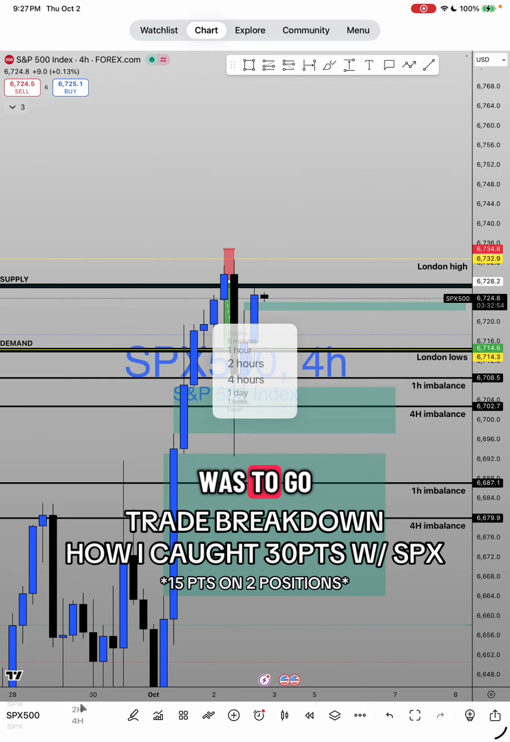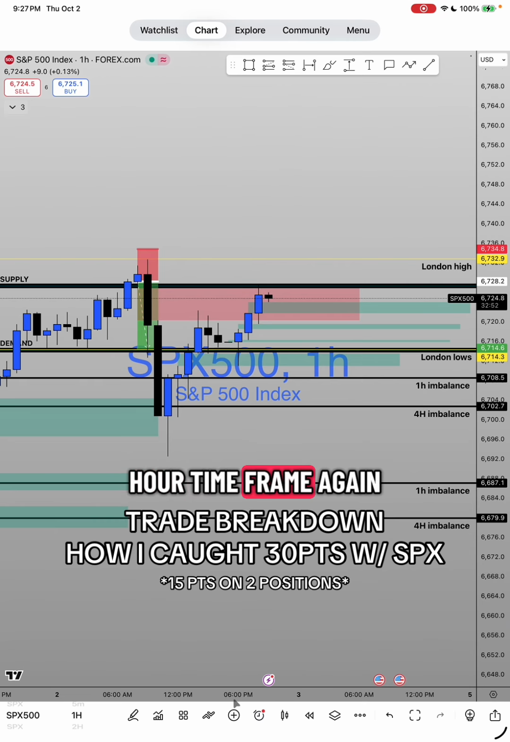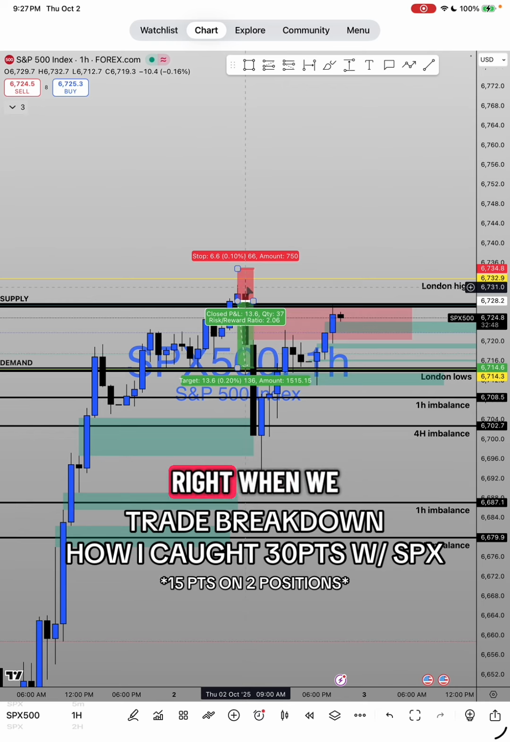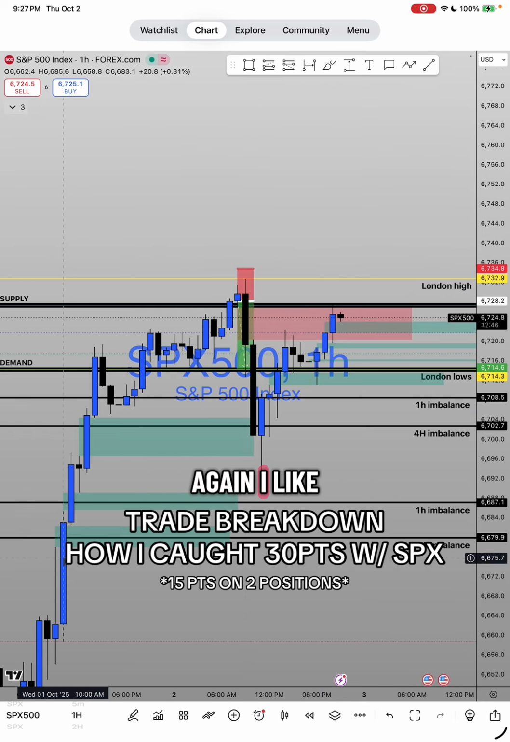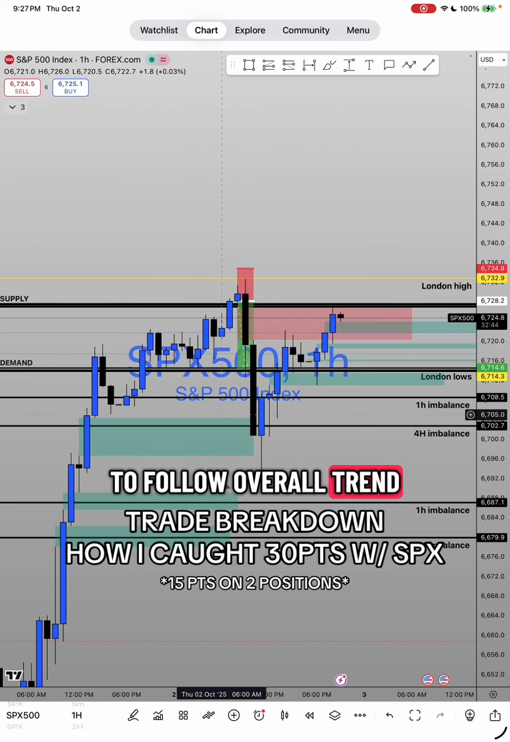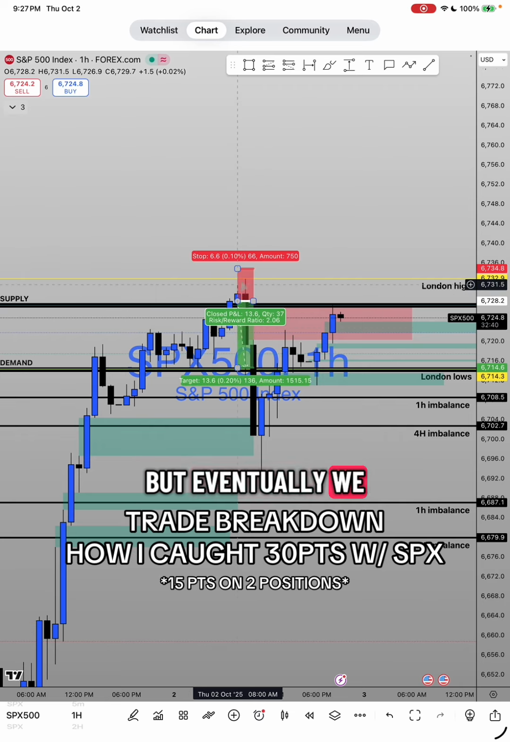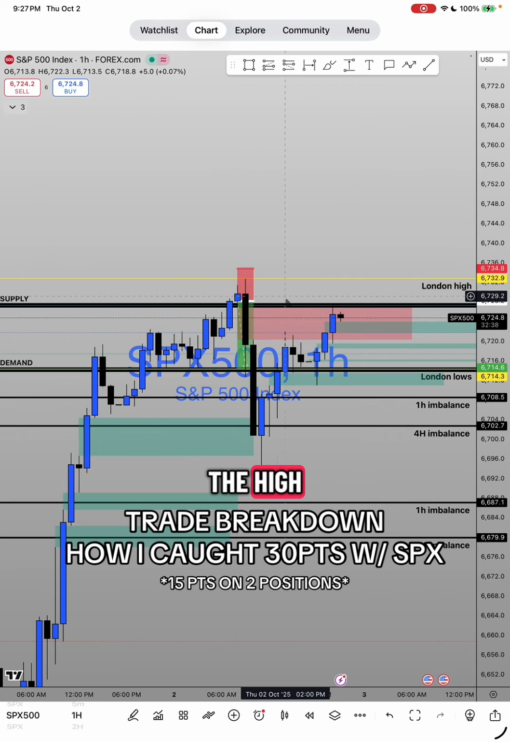Now, if I was to go on the 1 hour time frame, again, I did notice that we were basically rejecting this area right when we got to New York Open. Again, I like to follow overall trend. I saw that we were creating dynamic liquidity here, but eventually we did create that rejection candle at the high. Everyone was screaming bullish, bullish, bullish. And again, you want to think like an institution, never like a retail investor.